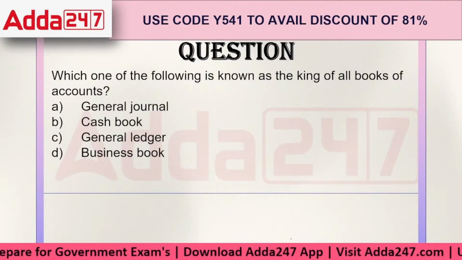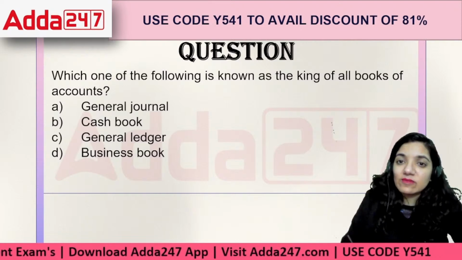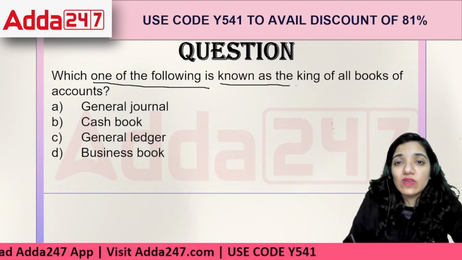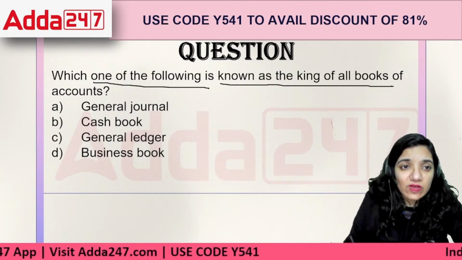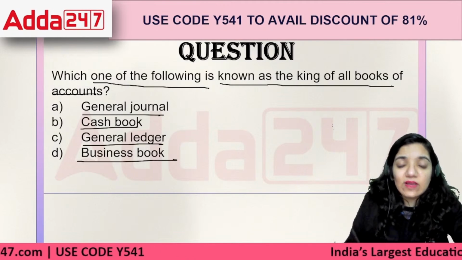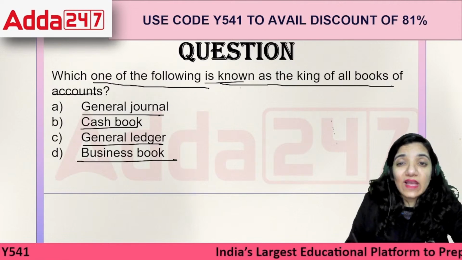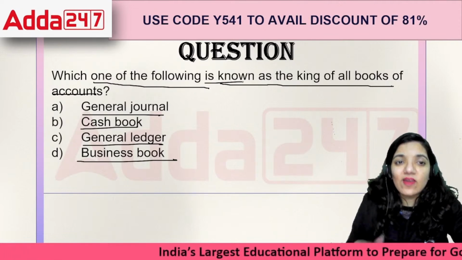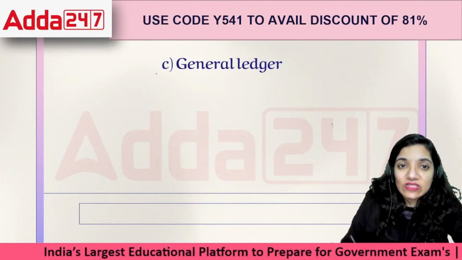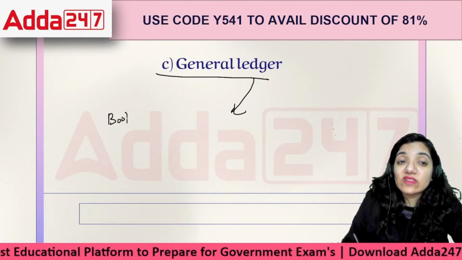Now, let's look forward towards a few questions. Which one of the following is known as the king of all books of accounts? General journal, cash book, general ledger, or business book. King of all books is basically the general ledger. This book contains all the separate accounts that we are preparing.